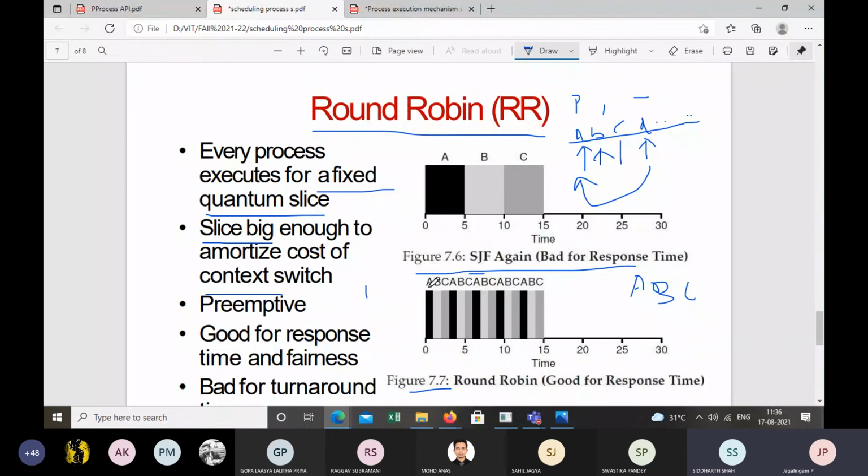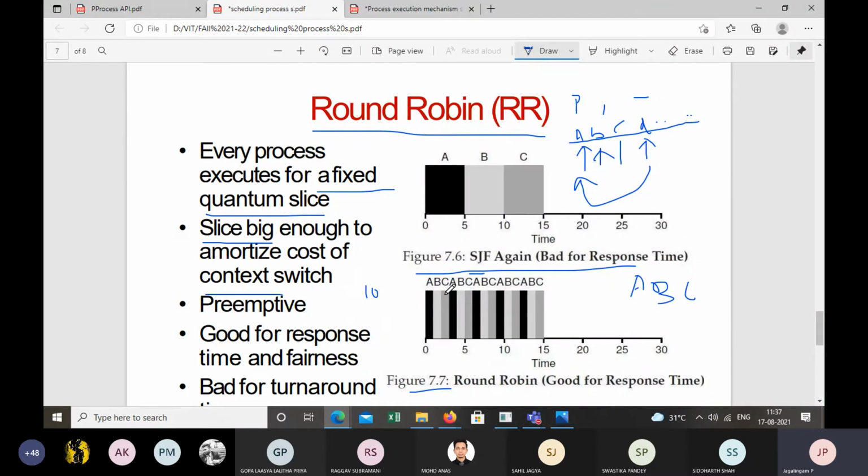That is what happens in round robin, right? You execute process A for certain milliseconds. Let's say you have 10 milliseconds. For 10 milliseconds you run process A, then you move to process B and execute for the next 10 milliseconds, and then move to process C and execute for 10 milliseconds.